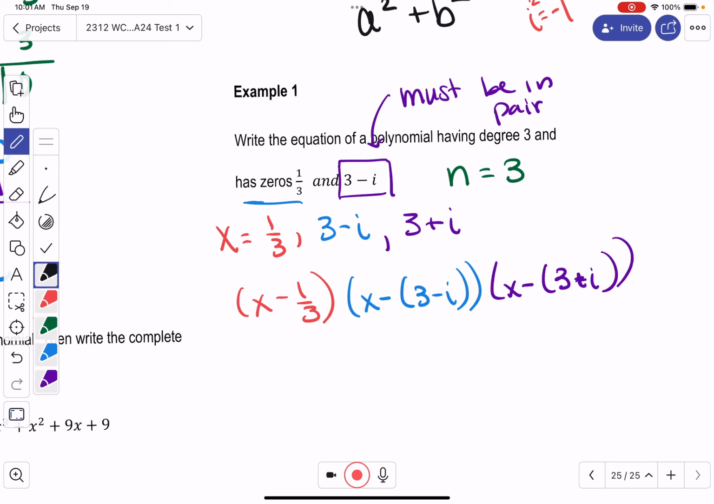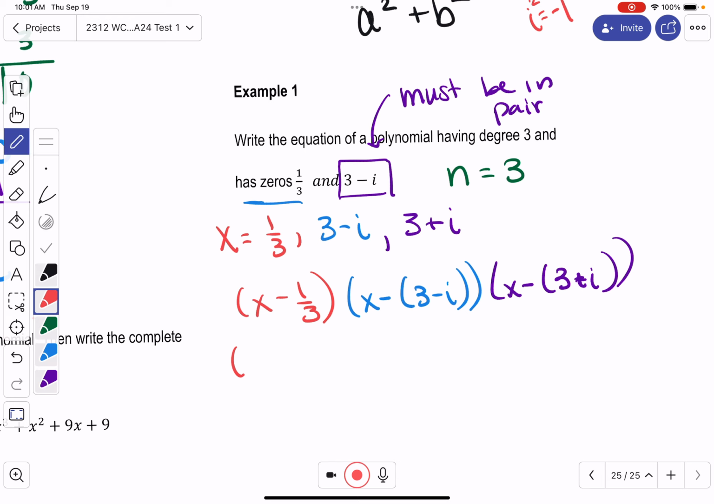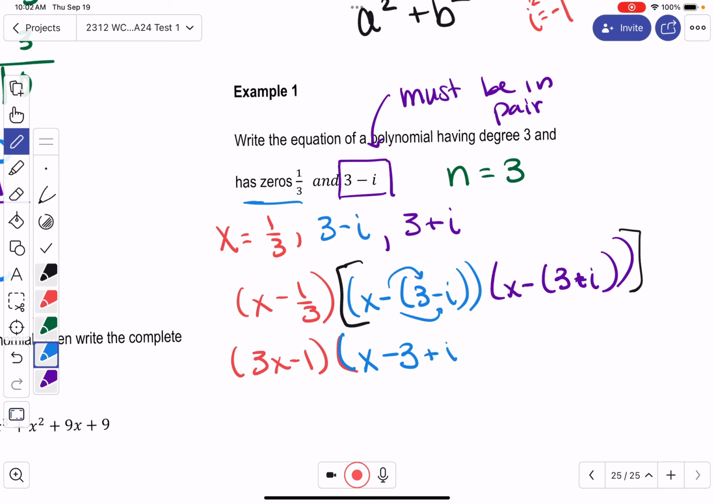So what we'll do is we'll clean up the imaginary parts and rewrite them. Remember, this right here, you take the fraction into an actual number by sliding the 3 to the front. So that's 3x minus 1 times. And then we're going to clean up this part first. Rewriting this, we get x minus 3, distributing the negative, and then plus i here. And then, again, same thing, x minus 3 minus i, and distribute the negative here.